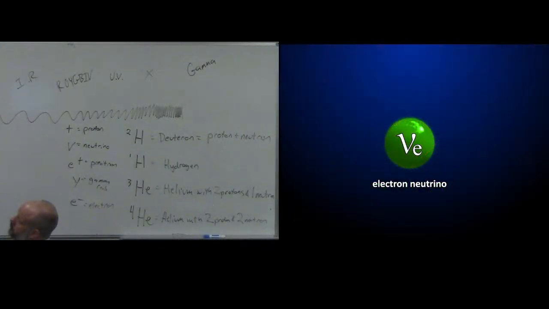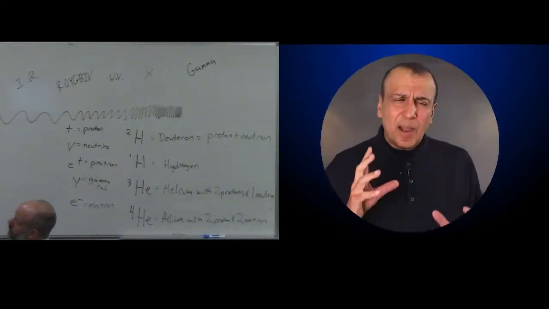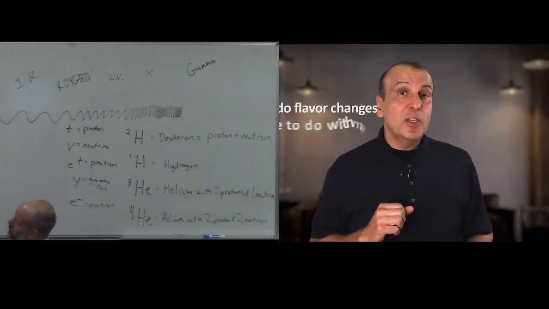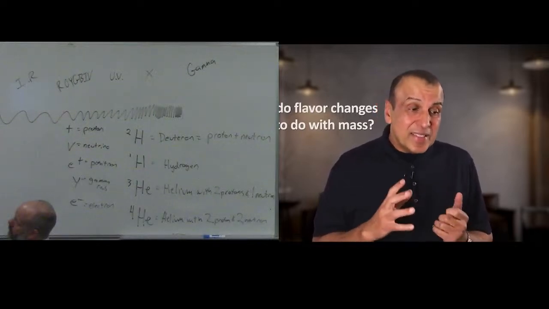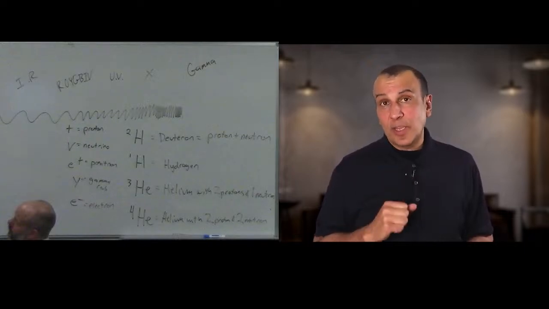Somehow they changed from electron neutrinos to muon and tau on their way here from the sun. This changing of flavors can only happen if these 3 particles have a non-zero mass. Now, what do flavors have to do with their mass? Well, this is where the weirdness comes from. I'll give you the simple answer, then I'll give you the more complicated answer.